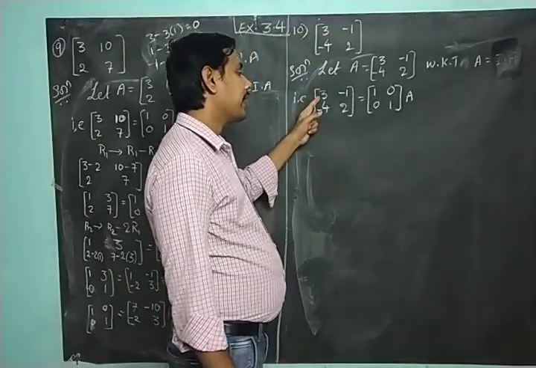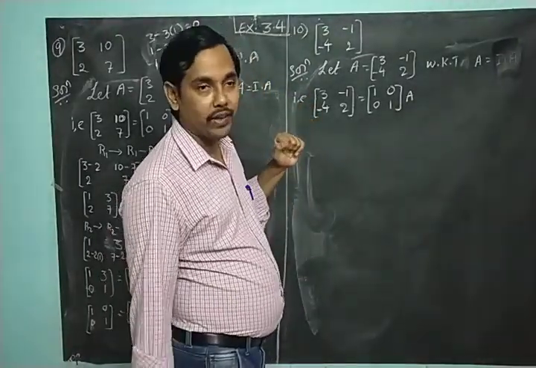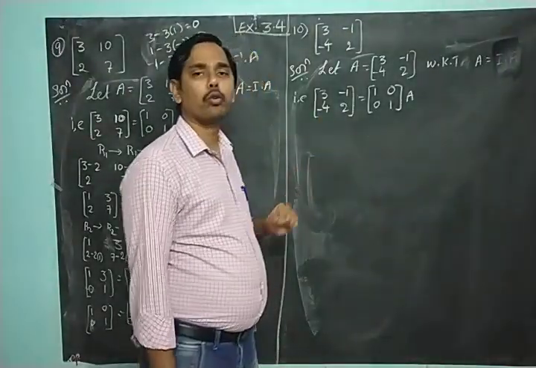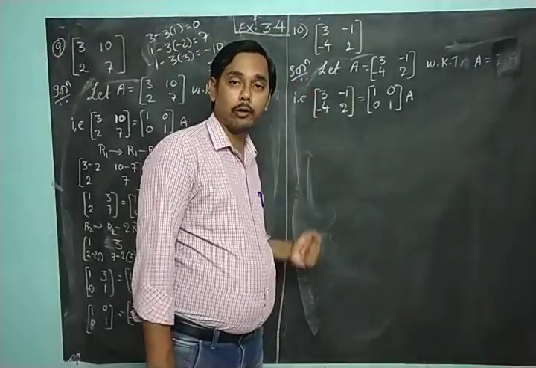Now here at A11 we have 3. So definitely we should get it as 1. If I go through row transformation, then also I will get 1. But the problem is it will take a long time.